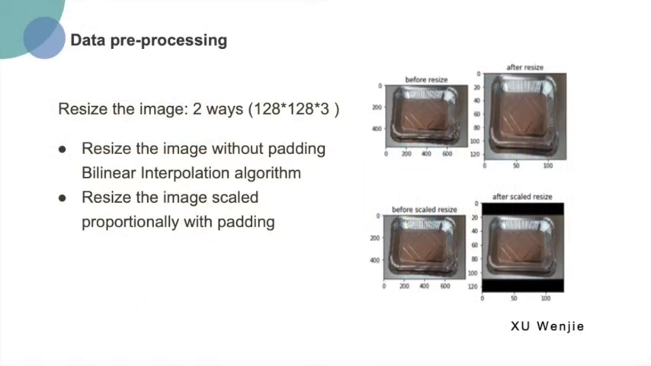Also, there are certain differences in picture aspect ratios. Therefore, in order to achieve a uniform format of input, simple data transformation operations are performed on the images. In our dataset, we are considering two ways to resize the image to 128 by 128 by 3. The first way is to resize the image without padding. In this case, we use the bilinear interpolation algorithm.